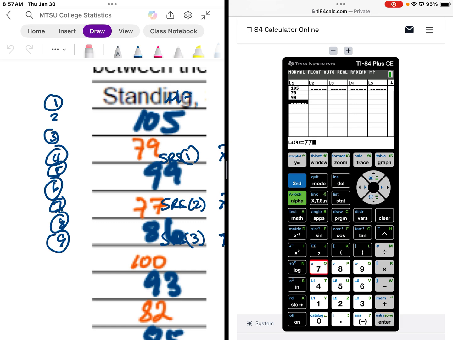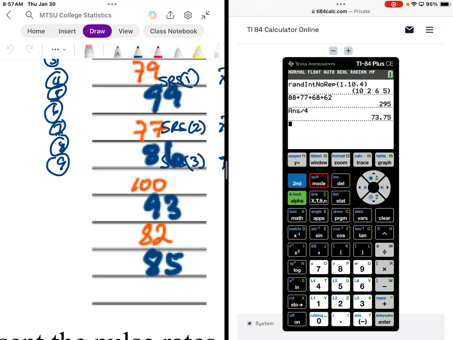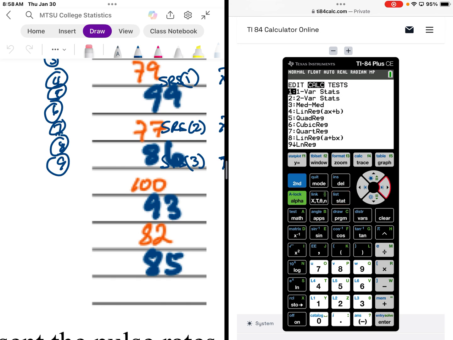99, 77, 81, 86, 100, 85. All right, so I got mine in there. And then now we're going to go second mode to quit the screen. Go into stat. Go over to calculate. We're going to do one variable statistics.